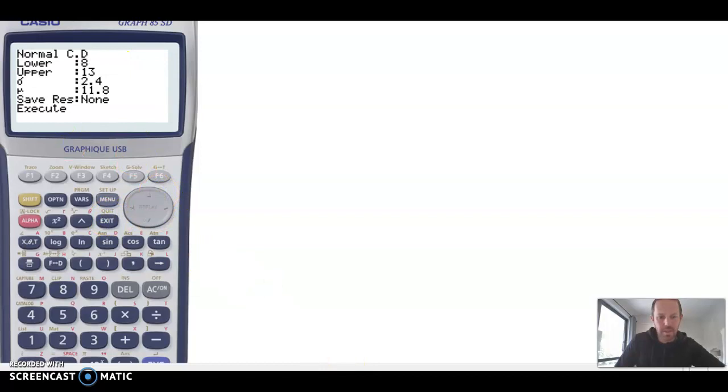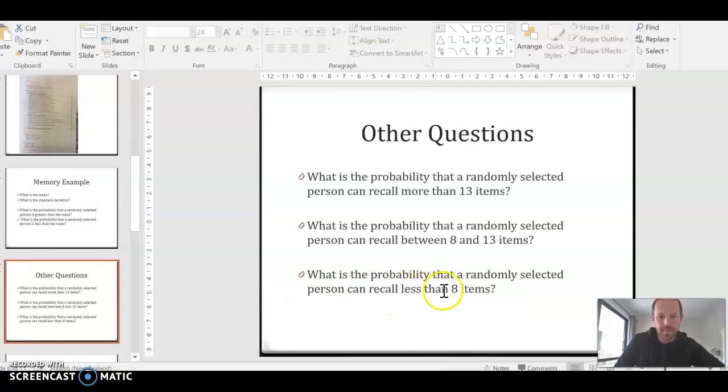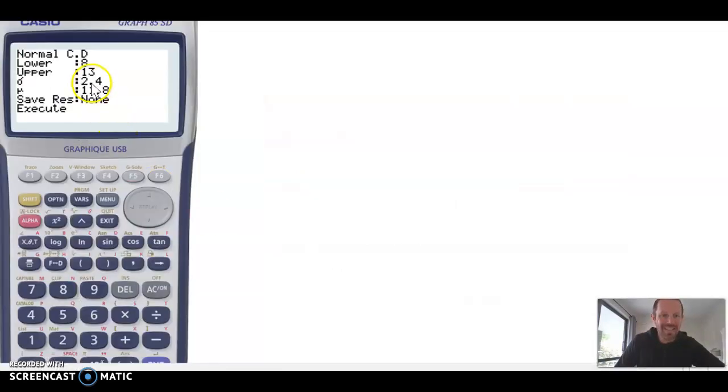Let's look at the next question. It was, what is the probability that a randomly selected person recalls less than 8? So it's less than 50%, that's for sure. I'm guessing about, I'll say 25%. Graphics calculator, less than 8. So that means the upper is 8.